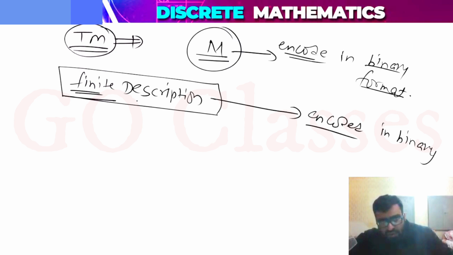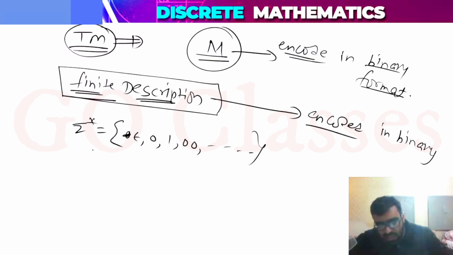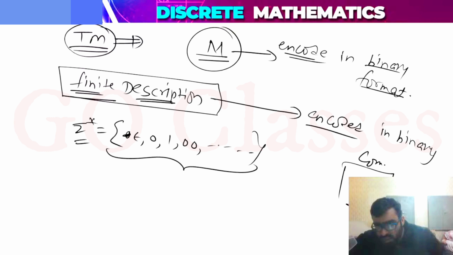Now remember, what is the meaning of finite description? For example, let me give you this language, sigma star. For example, epsilon, 0, 1, 0 0. Basically the set of all strings, that is sigma star. Now you can see this is an infinite description. I cannot give this infinite description to the computer. Let's assume I have a computer. To this computer, I cannot give all the strings, like this string, this string, this string. I cannot do this because this is an infinite description.